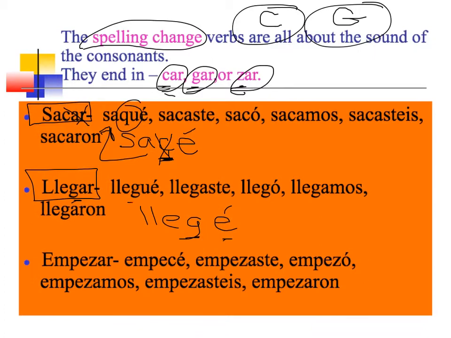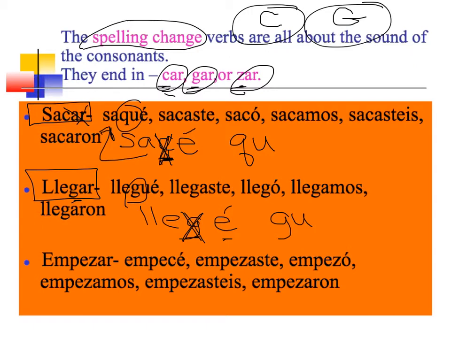So look what happens. The U is added in so that the G sound will match the rest of the conjugation. Yegé, yegaste, yegó. So really there isn't anything to memorize about this group if you're paying attention to spelling rules. As soon as you write sacé, you make that quick correction to a QU so that you could write sake, or to a GU spelling to keep that hard G sound like we've talked about.